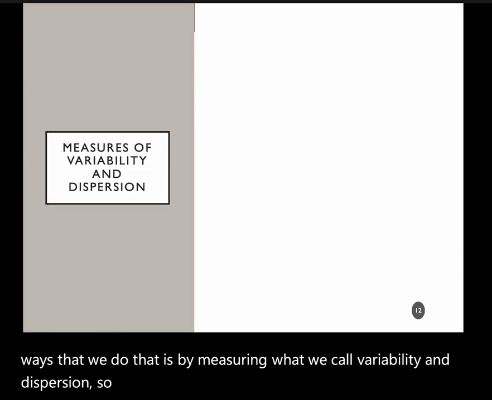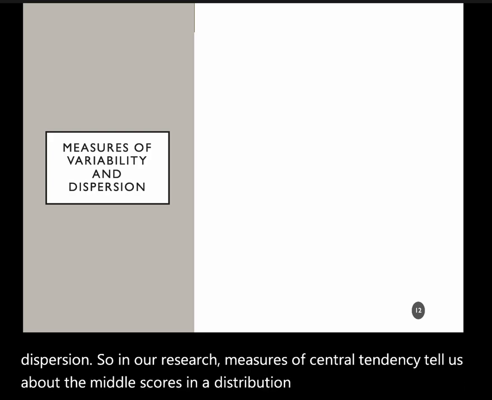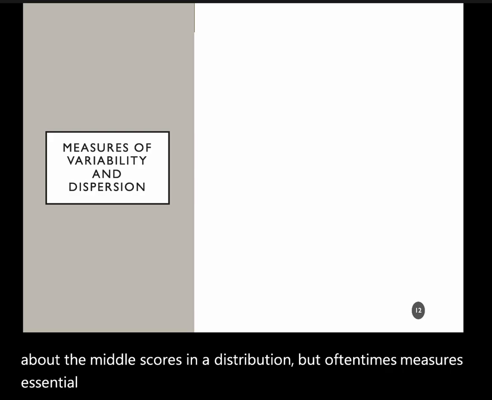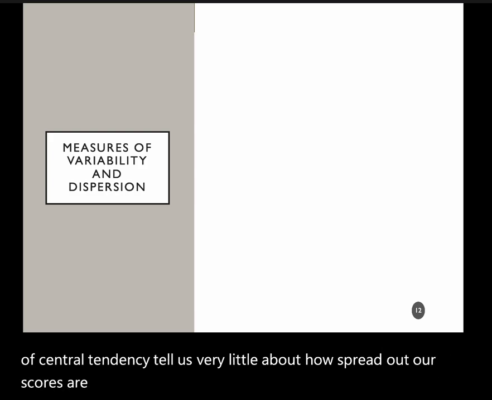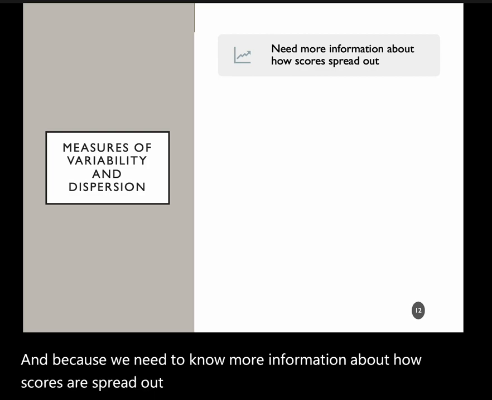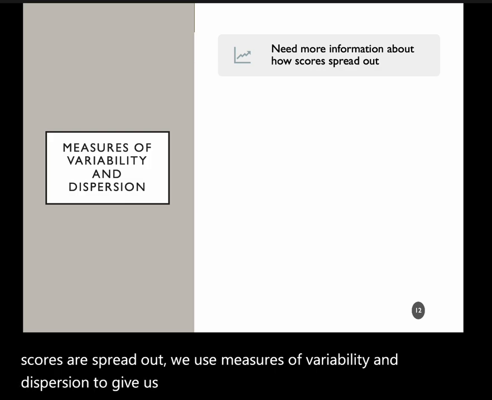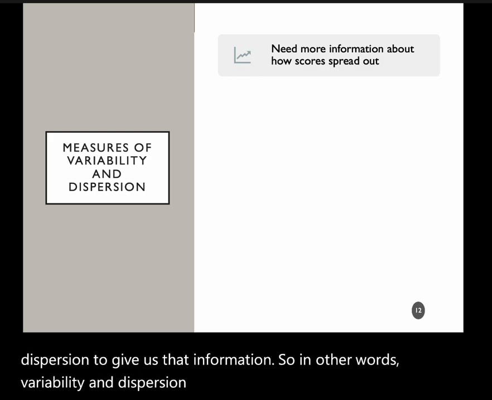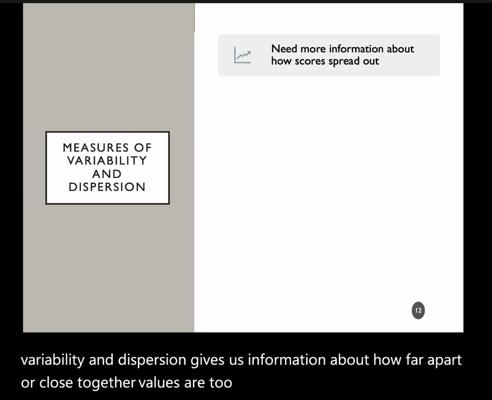So, in our research, measures of central tendency tell us about the middle scores in a distribution. But oftentimes, measures of central tendency tell us very little about how spread out our scores are. And because we need to know more information about how scores are spread out, we use measures of variability and dispersion to give us that information. So, in other words, variability and dispersion gives us information about how far apart or close together values are to one another in a distribution.